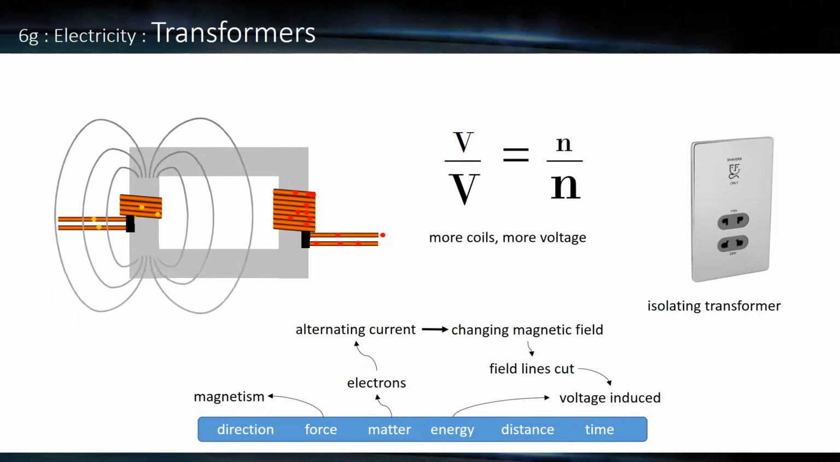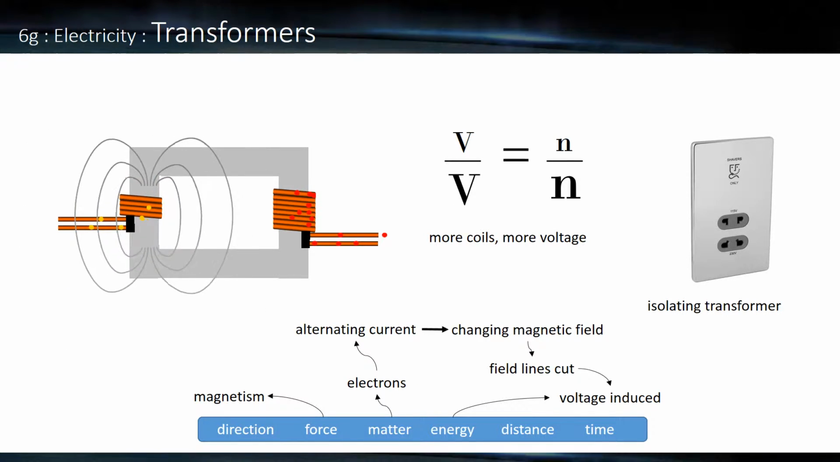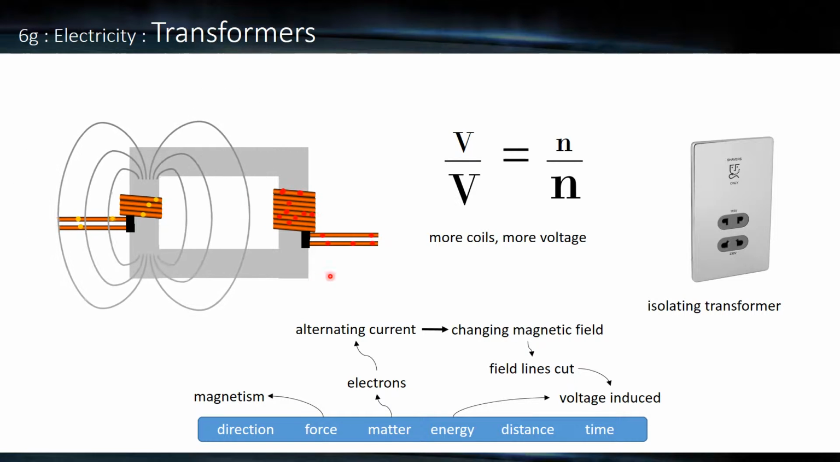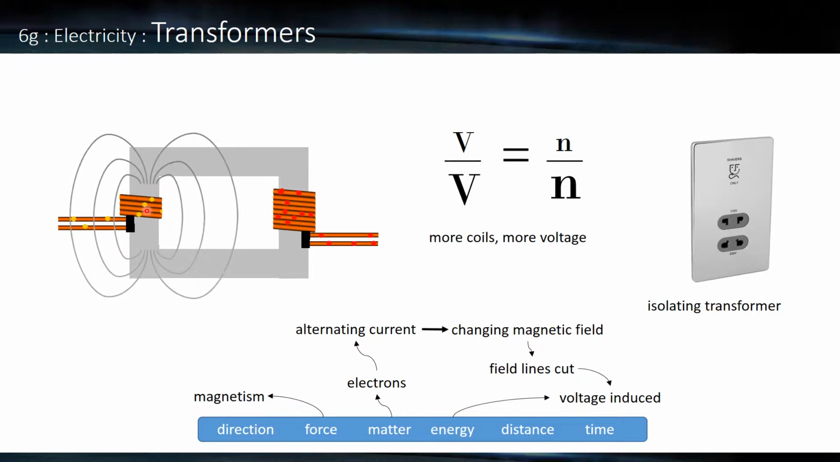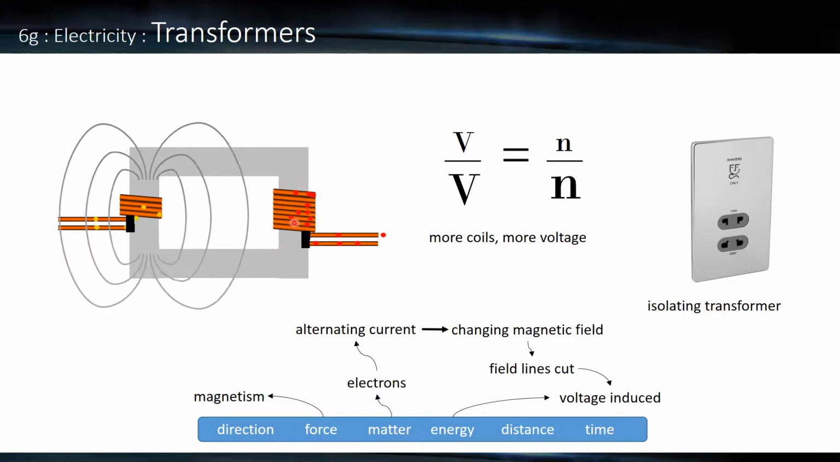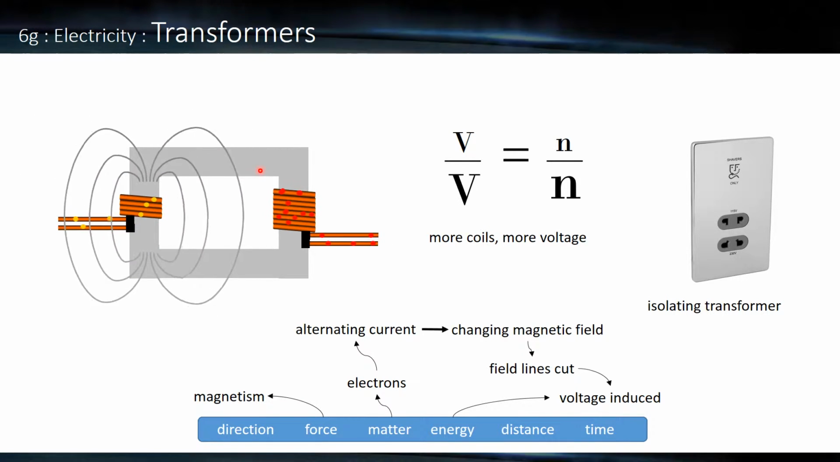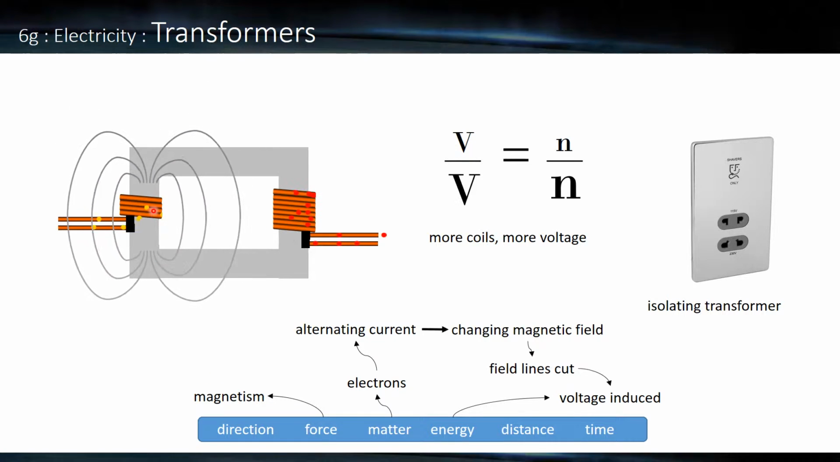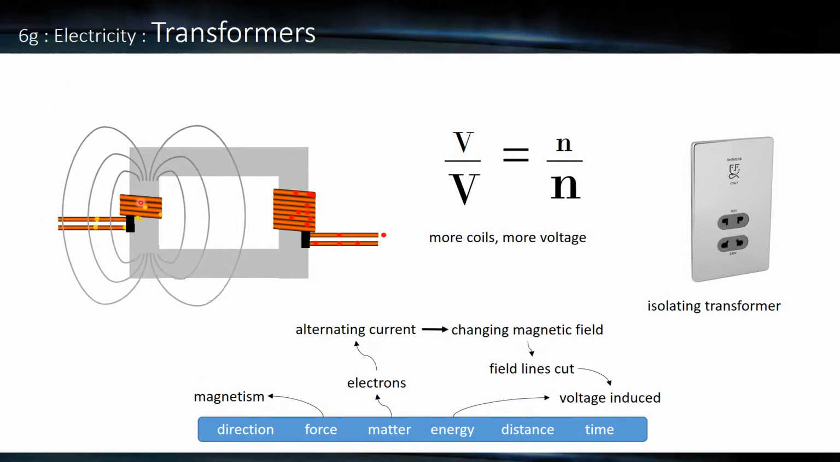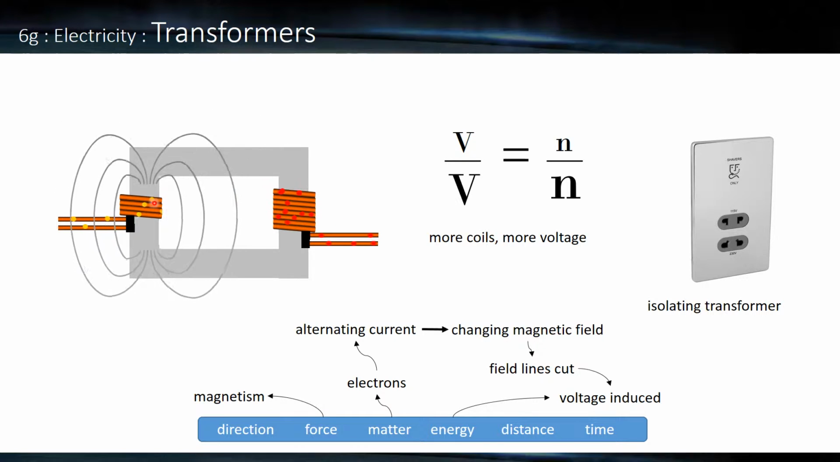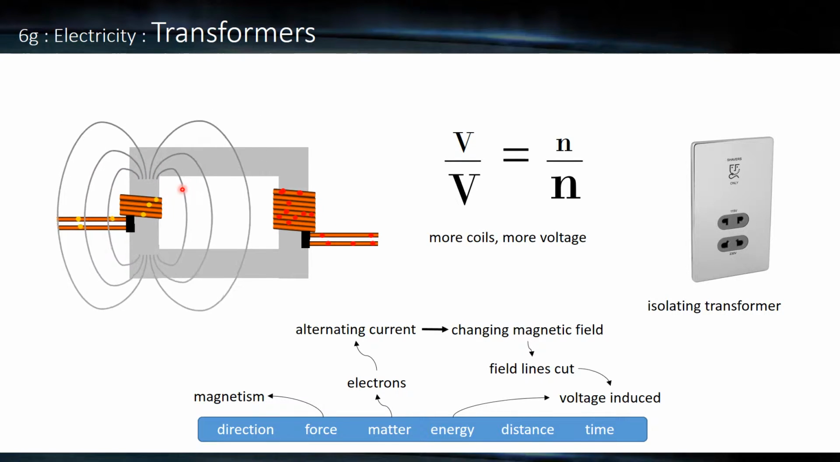This is Unit 6G. It deals with transformers. So a transformer is basically two coils, a primary coil and a secondary coil, and we have this core here which intensifies the magnetic field. Now, as we know, currents have magnetic fields around them, and if we have an alternating current, this creates a changing magnetic field.